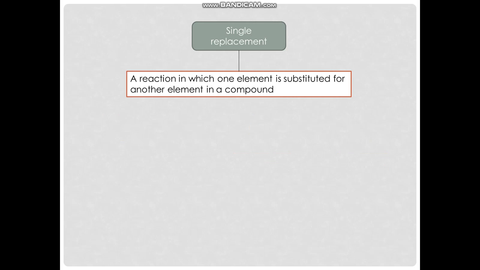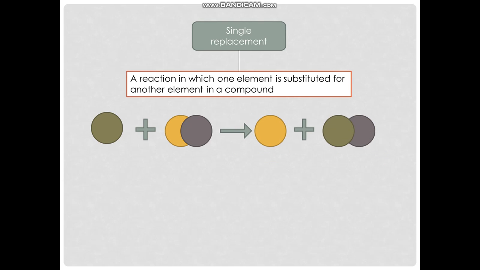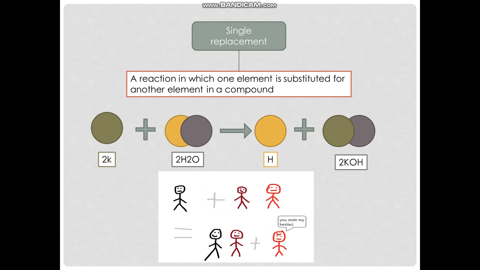And third, there's single replacement, in which it's a reaction in which one element is substituted for another element in another compound. So there's one element right here, or atom, and here's a compound. And they turn into one atom and an entirely new compound in which they were switched. Here's an example. 2K and 2H2O turns into only one hydrogen atom and 2KOH. And here's another example.